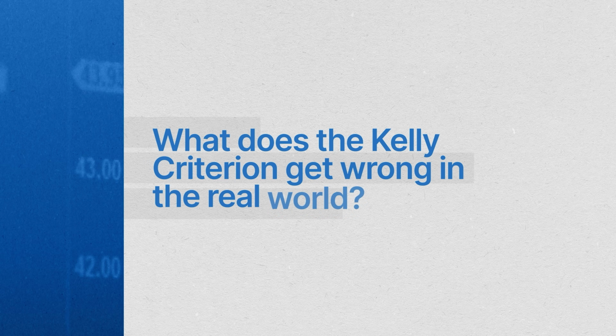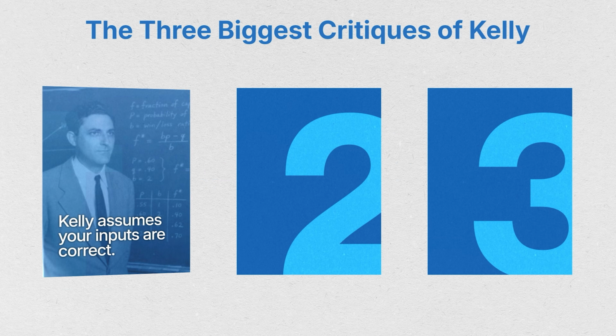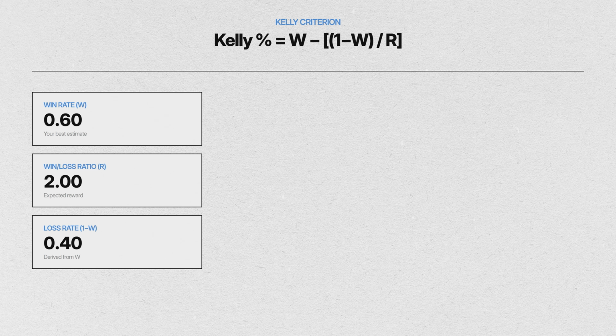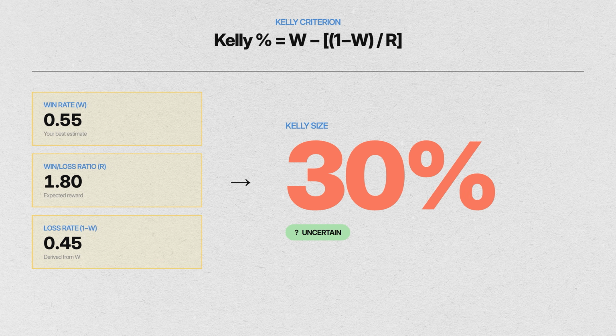While we now know the basics of the Kelly Criterion, reality, as always, is far more nuanced, and hence I want to talk about what Kelly gets wrong. Or more precisely, what the formula doesn't account for when you try to use it in the real world. My first critique: Kelly assumes your inputs are correct. The formula gives you a precise answer, 40%, 25%, whatever it may be. But that precision is only as good as the two numbers you fed into it.